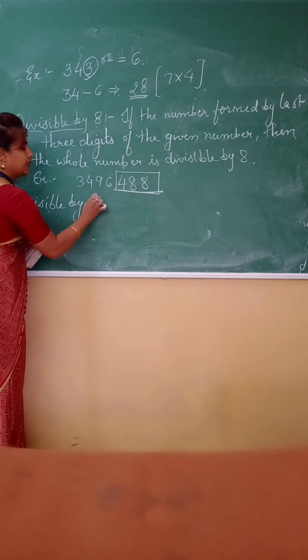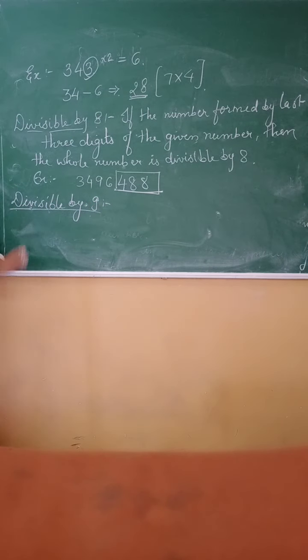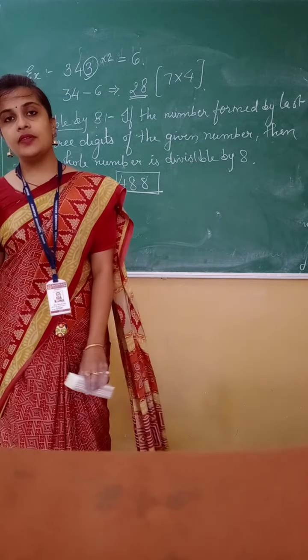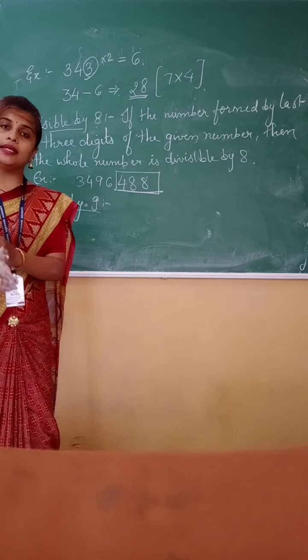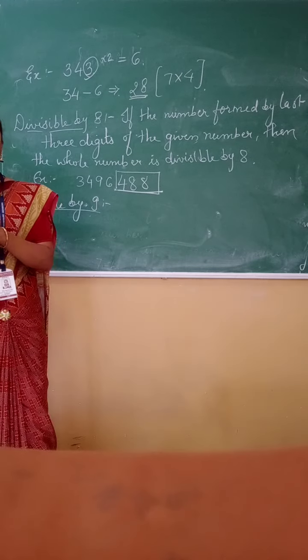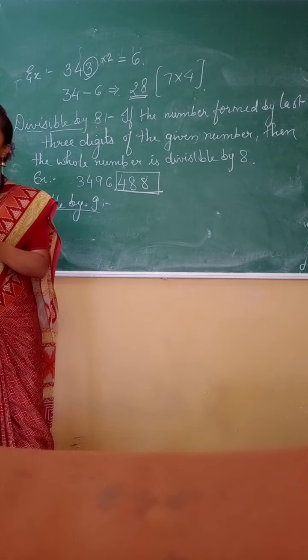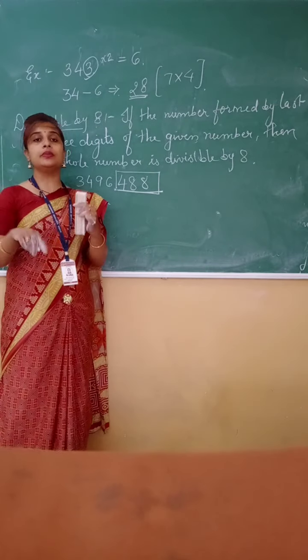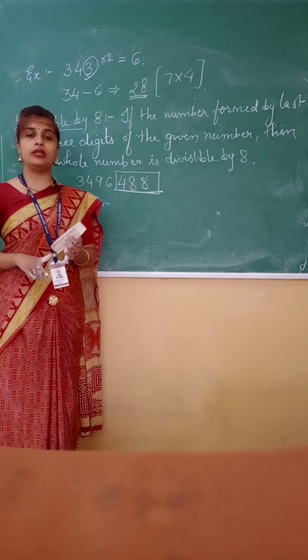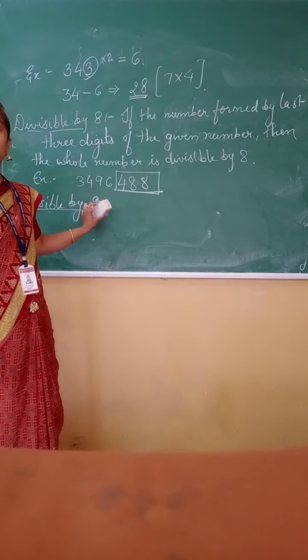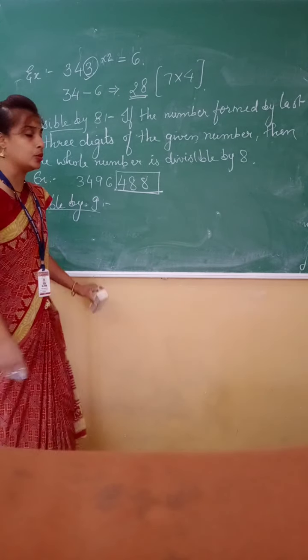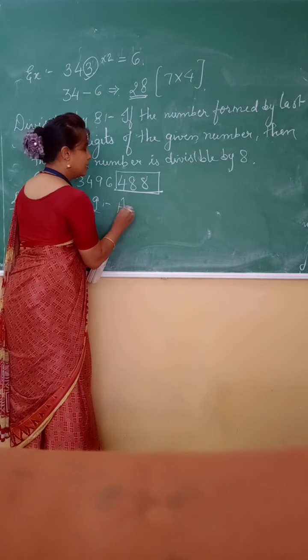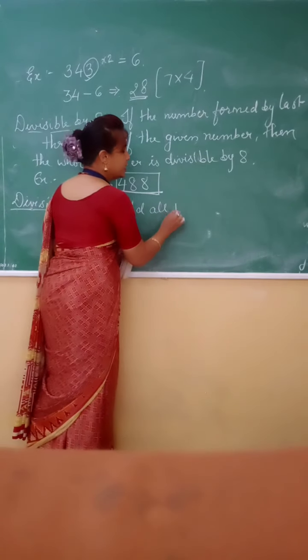Divisible by 9. For finding out the divisibility rule of 9, it is same as of 3. जैसा 3 का रूल होता है, that is sum all the digits. If the sum is the multiple of 3, then divided by 3. Same thing will go for 9 also. First of all, add all the digits.